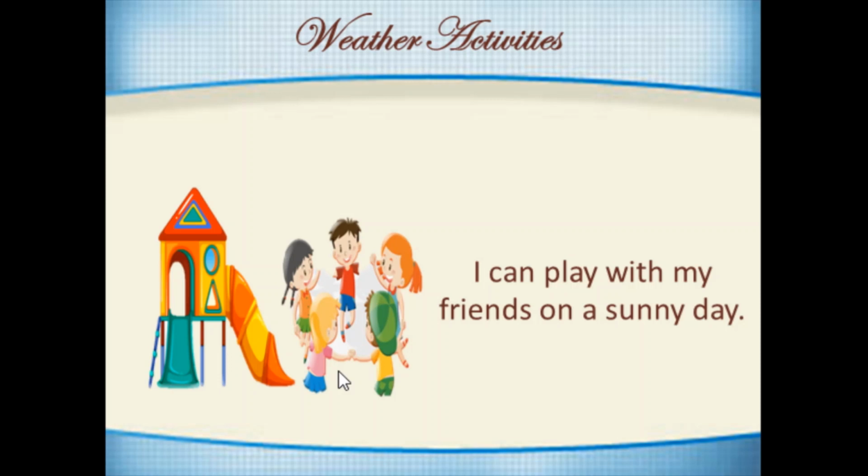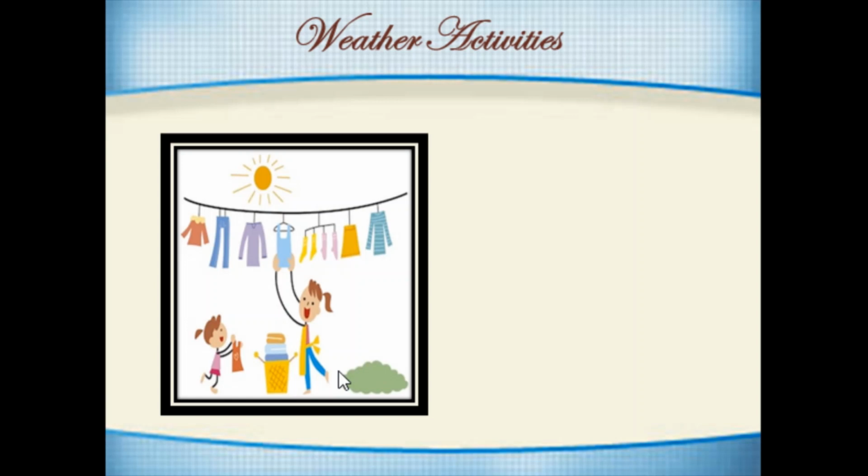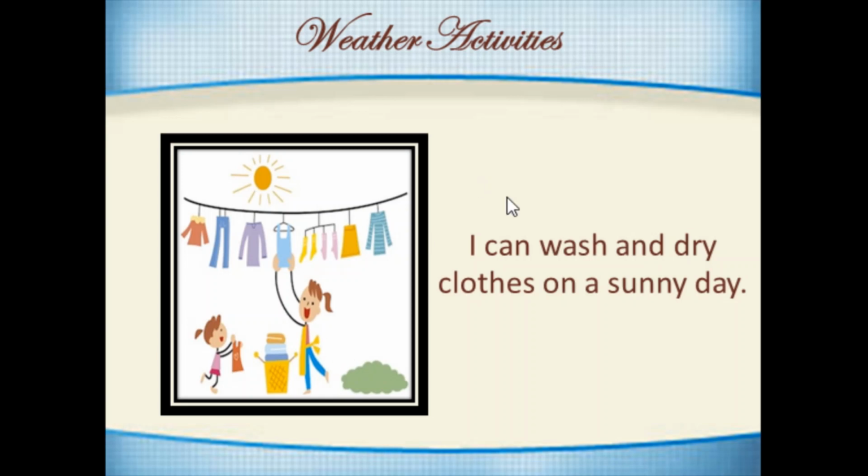Okay, very good. What else? If you know what weather is to come for a specific day, you can plan to wash and dry your clothes. You can plan to do your laundry. And you can say, I can wash and dry my clothes on a sunny day. It's difficult to wash and dry clothes on a rainy day, right? So if you know that it would be a sunny day, then you can wash and dry clothes on that day.